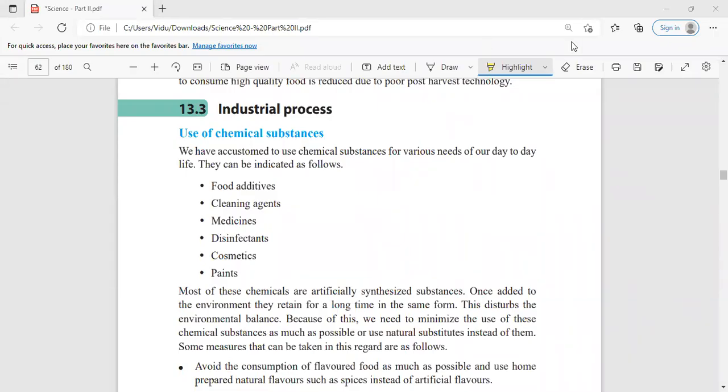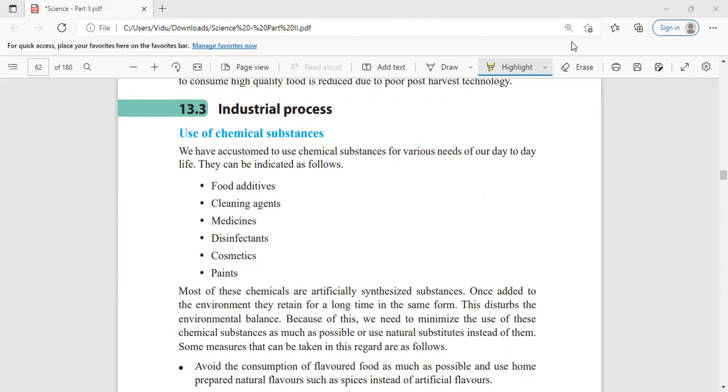Today we are going to do the third and last subtopic of this lesson, the 13th lesson, artificial substances and green concepts. Our last subtopic is industrial process. In industrial process, you can see the topic of chemical substances. These chemical substances, we have customers to use chemical substance for various needs of our day-to-day life.